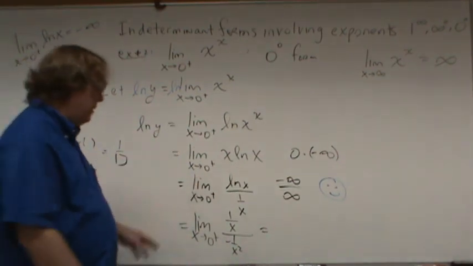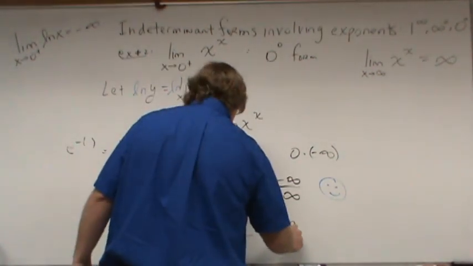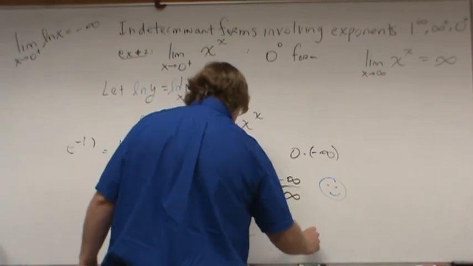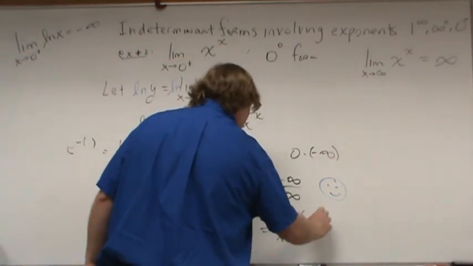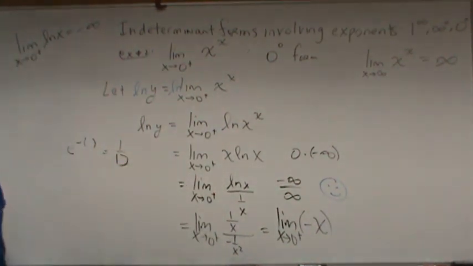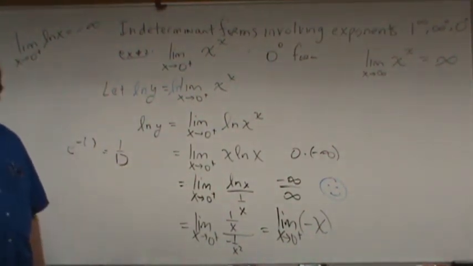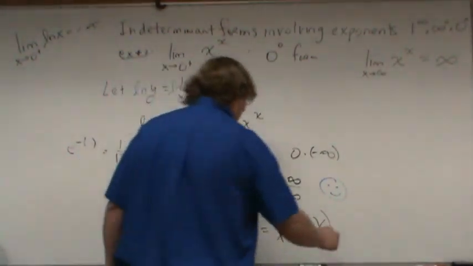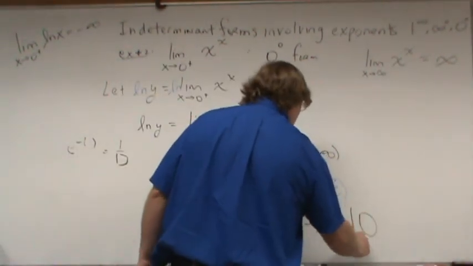All right, well this guy, instead of dividing by negative 1 over x squared, I'm going to multiply by x squared. And so this ends up being the limit as x approaches 0 from the positive direction of negative x. Are you okay that that fraction simplifies to that? And now I get to put 0 in, and I get 0.